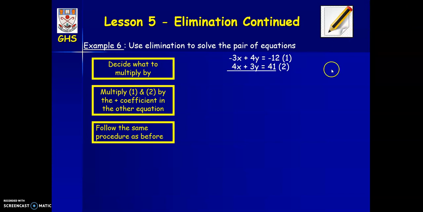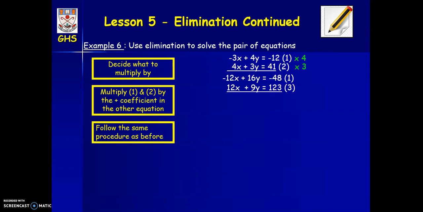So, what do we multiply equation 1 by? We don't have the same amount of x or y, but we do have opposite signs in the x terms, so we will be eliminating the x terms, in which case equation 1 will need to be multiplied by 4. And equation 2 will be multiplied by the opposite coefficient of 3. So equation 1 becomes minus 12x plus 16y equals negative 48. Equation 2 becomes 12x plus 9y equals 123.